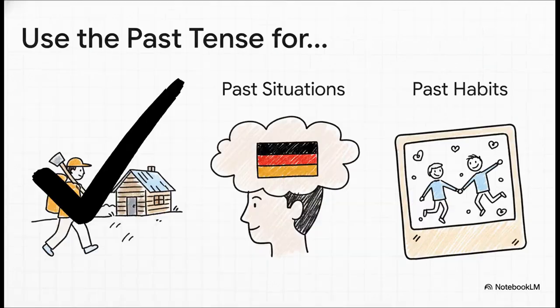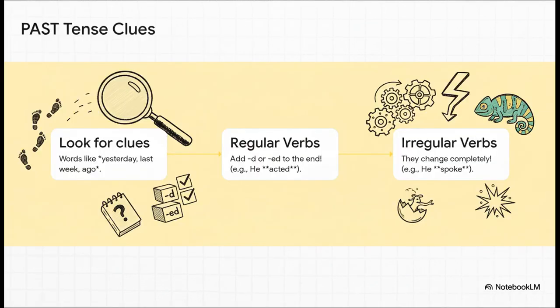That's it. So you'd use it for a finished action, like the woodcutter returned home late. Or for something that used to be true, like Anuj spoke German when he was in college. It also works for past habits, right? My cousins and I spent a lot of time together. See how in every single one of those, the action is finished? Okay, detective, your clues for the past tense are words like yesterday, last week, or ago.